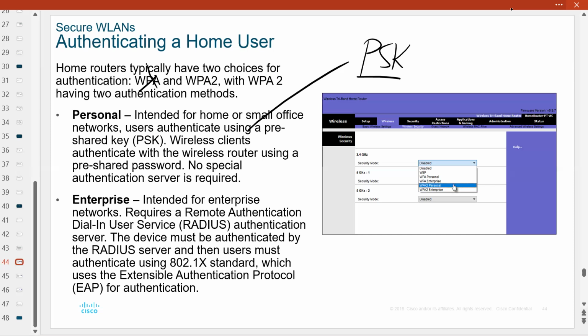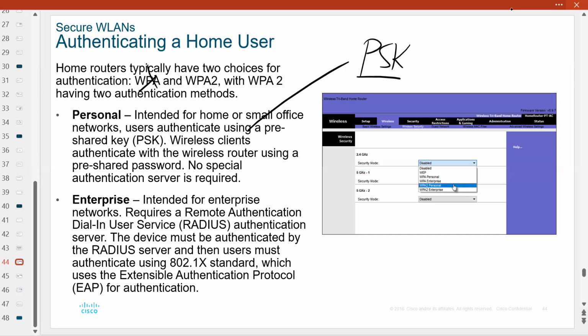WPA2 PSK personal. When you share your Wi-Fi, the security you use is WPA2 PSK. Pre-shared key. You tell someone this is the password, then a client gets access to your network that way.